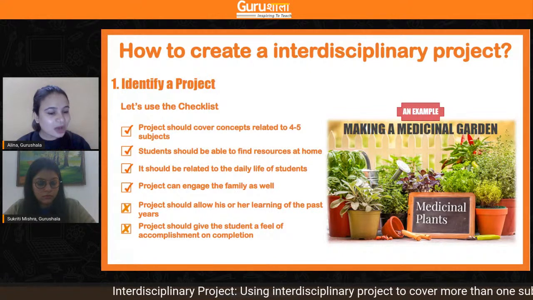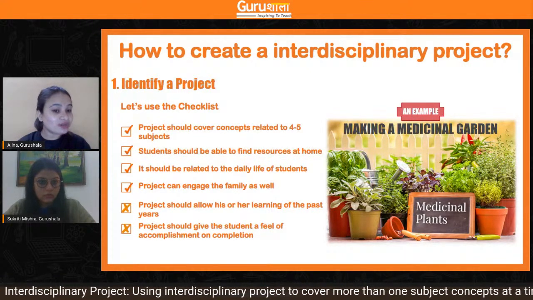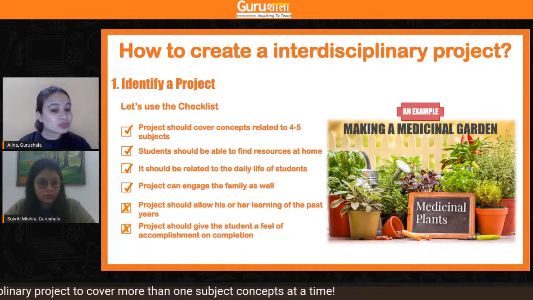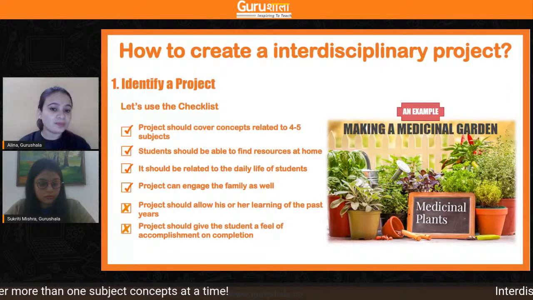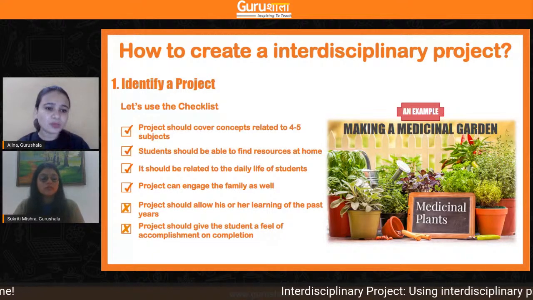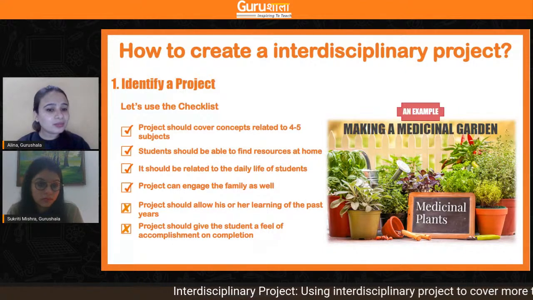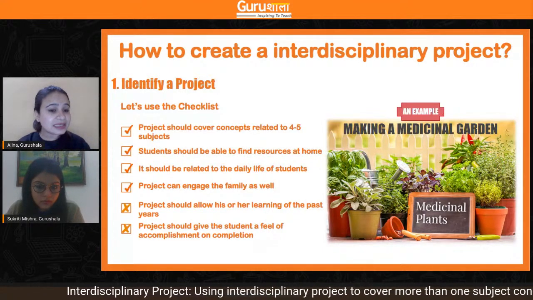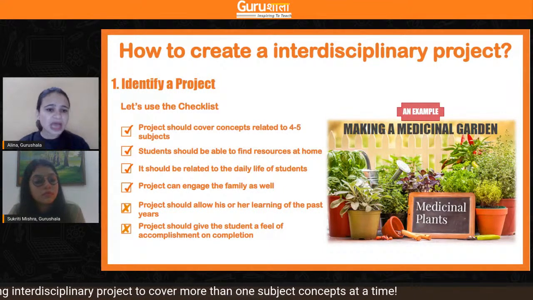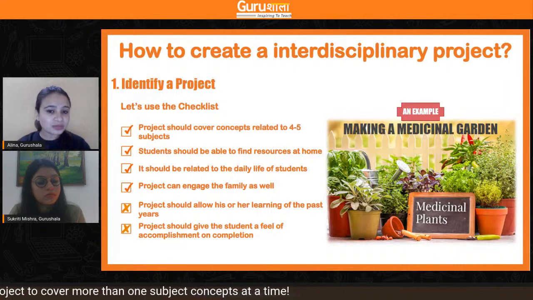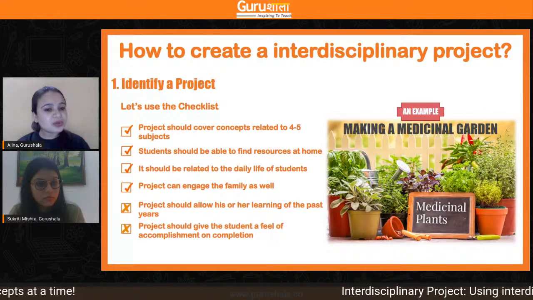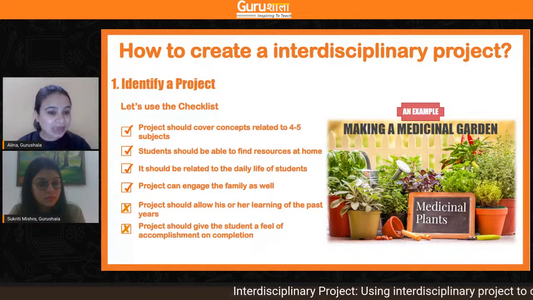Moving ahead, we will see how many subjects and what topics of different subjects are being covered in this project. The second point is that students can find these resources available at home, as we know that plants, pots and gardens are usually available with students at their homes. The third point is that this project can be linked to the daily life of students. I think that is completely relatable, because we know how useful plants are to us.